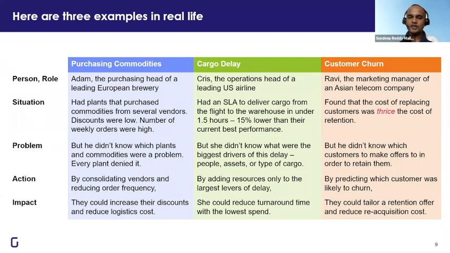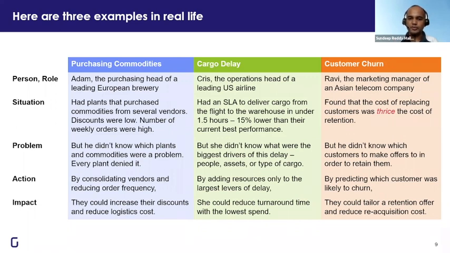If we switch context and look at an airline cargo service provider, Chris in this case, for a US airline, they have an SLA for the moment the plane lands in an airport. The cargo service provider has a 1.5 hour limit on offloading the items from the plane and taking it to the warehouse. The current problem is there is a 15% additional time it's taking for the cargo service provider to offload the inventory to the warehouse.